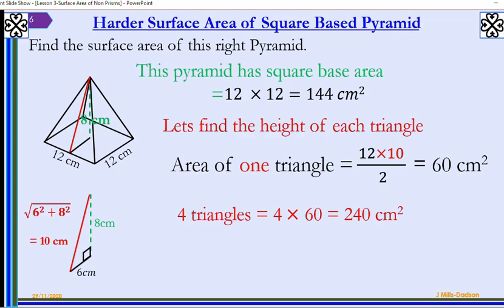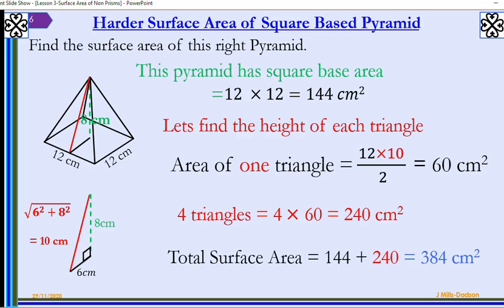And total surface area will be the base area plus the area of the 4 triangles, which is 144 plus 240, and that is 384 cm squared.